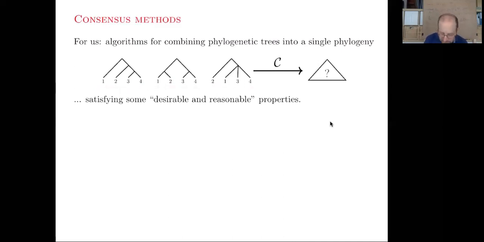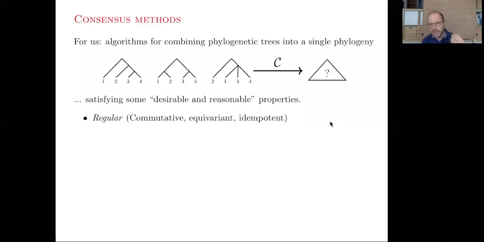Okay, and somehow I need to say, okay, then what is the tree of the species, right? What is the outcome of the tree? So what are desirable and reasonable properties for such an algorithm?